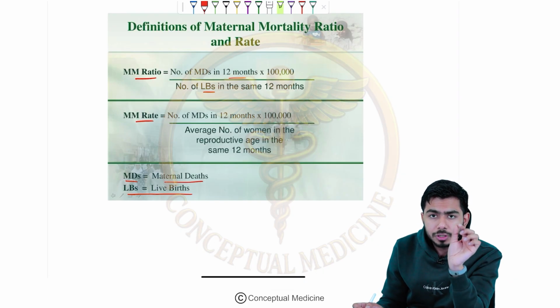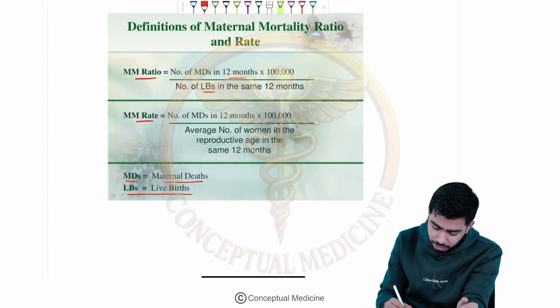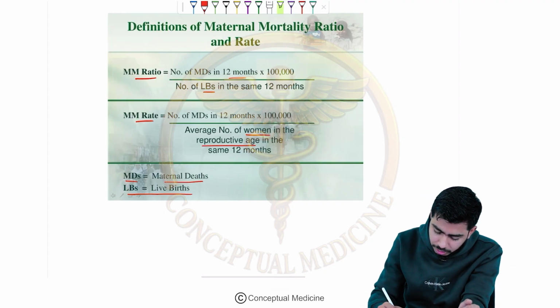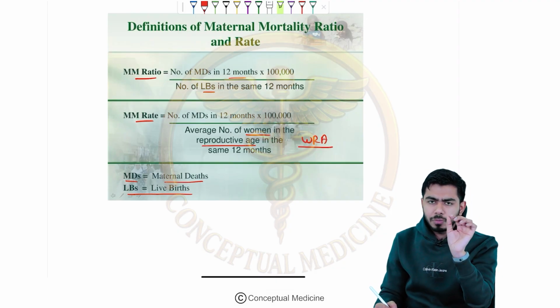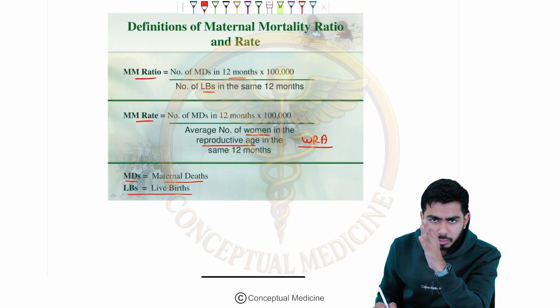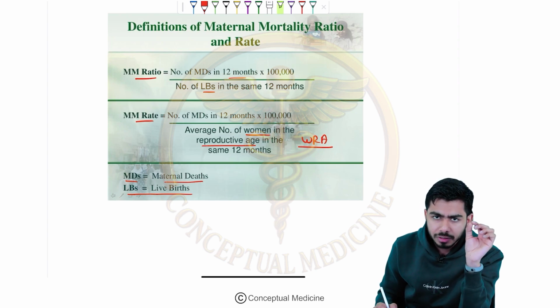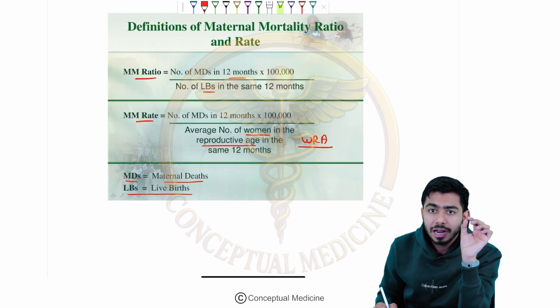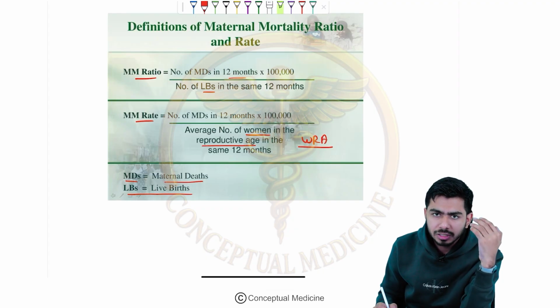The denominator will be women of reproductive age group. Okay, the denominator will be WRA, women reproductive age group, that will be the denominator. And that is the important, crucial differentiating feature between the maternal mortality ratio and the maternal mortality rate. Maternal mortality ratio talks about the live birth. Out of the live births, how many maternal deaths are happening.